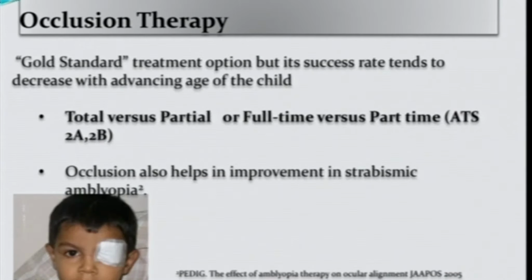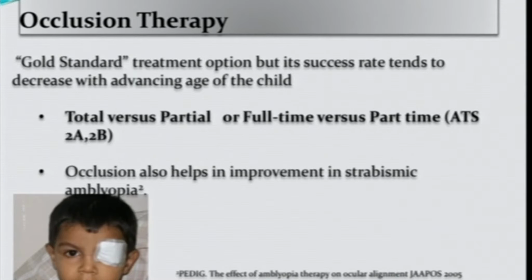Occlusion therapy is still the gold standard for the treatment of amblyopia, but the success rate depends on various factors. There is quite a debate about full-time versus part-time occlusion, but now the Pediatric study has substantially established that part-time occlusion is as good as full-time occlusion, especially in mild to moderate amblyopia. So you have to keep in mind that it is good for mild to moderate amblyopia, not for severe amblyopia.